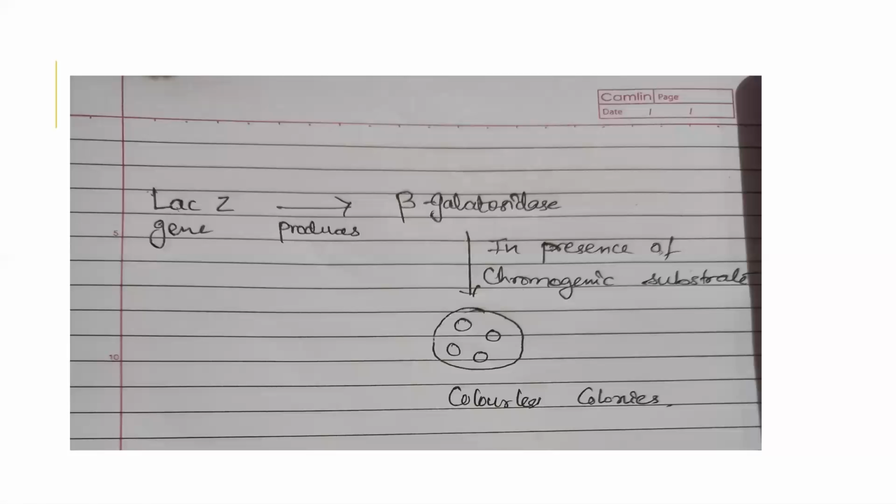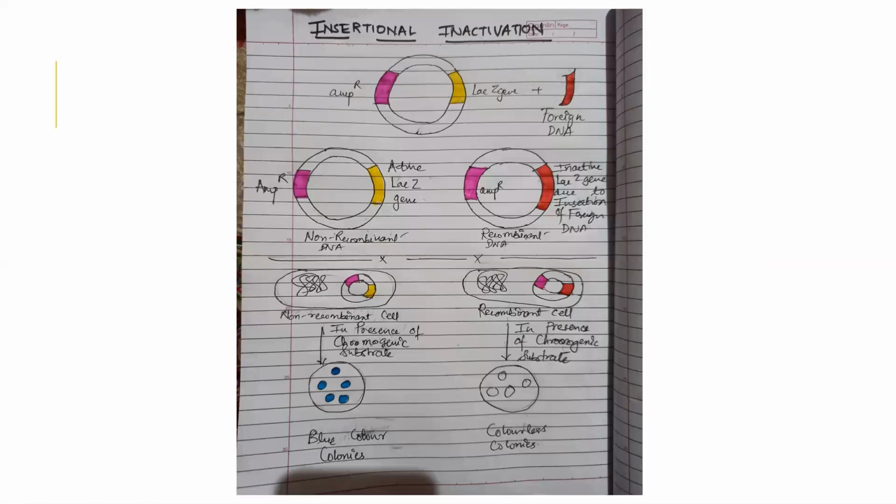So insertional inactivation. We have the ampicillin resistance gene. Instead of the tetracycline resistance gene, we have something referred to as the LacZ gene. The LacZ gene produces beta galactosidase, and in presence of chromogenic substrate, it produces blue color colonies. You need to remember that. And then we have this foreign DNA. So this is a non-recombinant DNA because the LacZ gene is active and intact. In this case, the LacZ gene is not present. Only the foreign DNA is present.